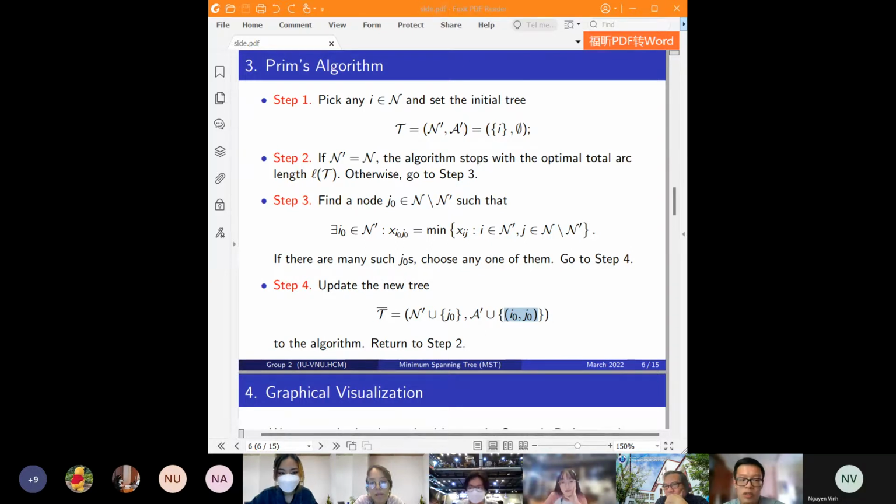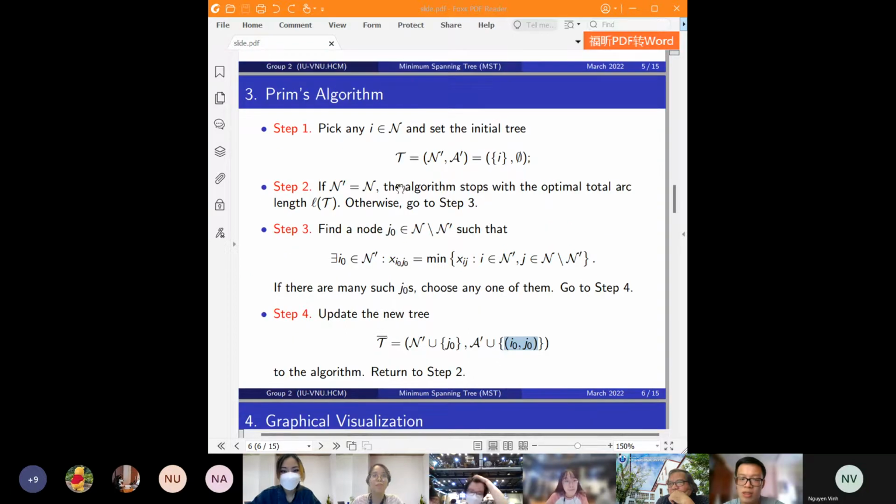In short, Prim's algorithm starts at any node of the initial graph, and then it keeps adding the closest unselected node that is accessible from the nodes already in the tree until the algorithm stops. One more piece of information is that if the graph has n nodes, then the algorithm will stop after precisely n-1 iterations.